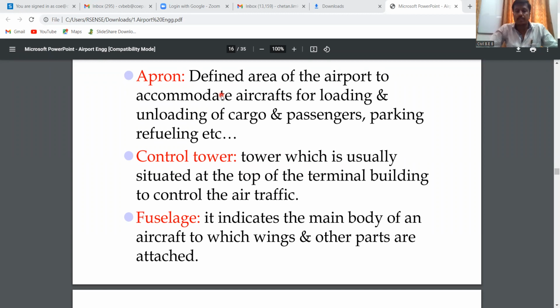So the tower, which is usually situated at the top of the terminal building to control the air traffic.